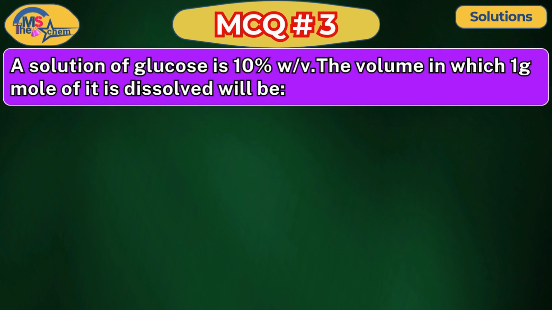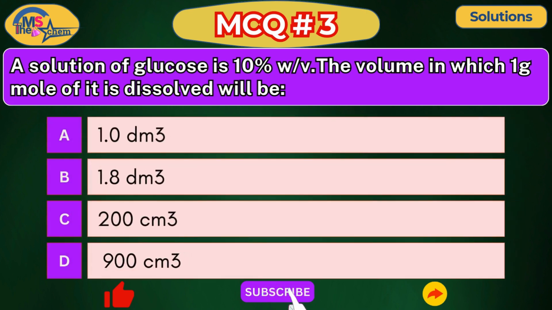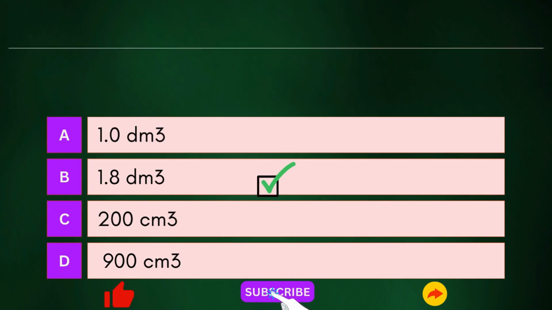And now question 3 is a solution of glucose is 10% by volume. The volume in which 1 gram mole of it is dissolved will be. Here are the four options given. Option A is 1.0 decimeter cube, option B is 1.8 decimeter cube, option C is 200 centimeter cube and option D is 900 centimeter cube. The true answer to this question is option B 1.8 decimeter cube.